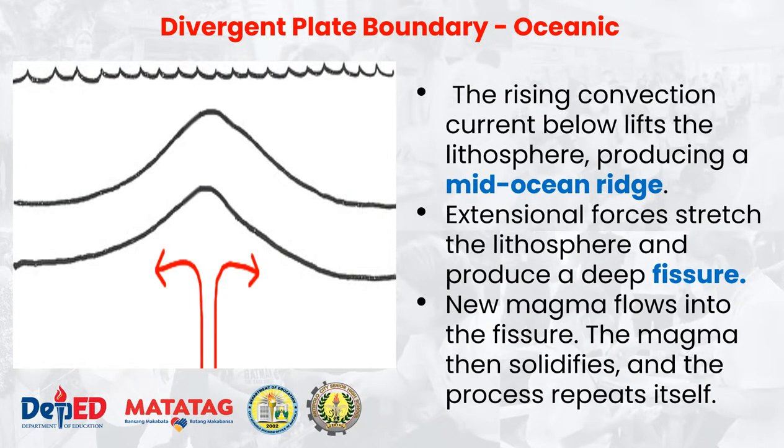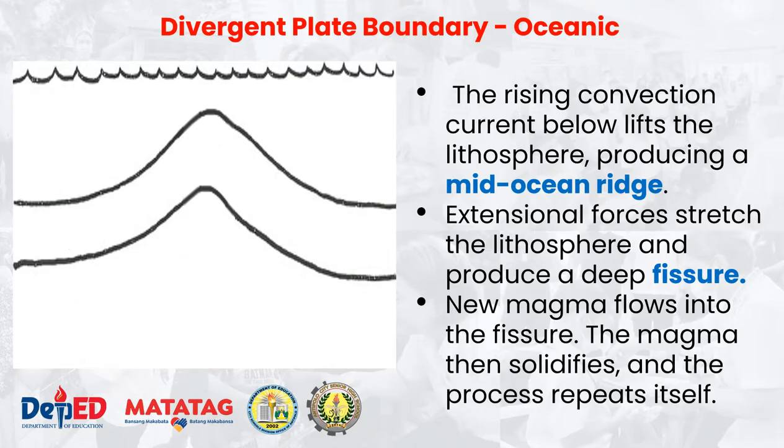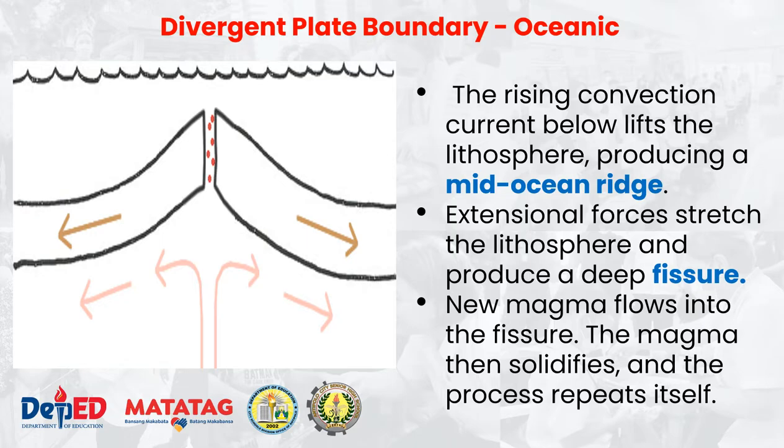Yan. The rising convection current below lifts the lithosphere, producing a mid-ocean ridge. So may tinatawag tayong fissure. Ito ay isang fracture or crack sa lupa or sa rock along which there is a distinct separation. Kapag nagkaroon ng fissure, new magma flows into the fissure. Then, yung magma, nagsusolidify yan, and paulit-ulit lang yung proseso.